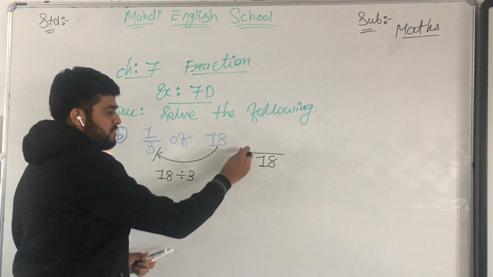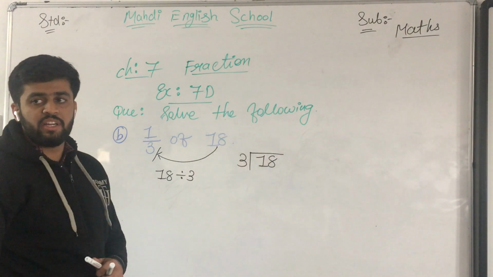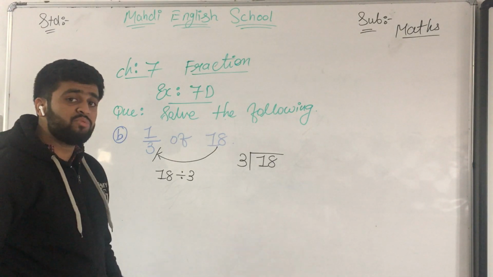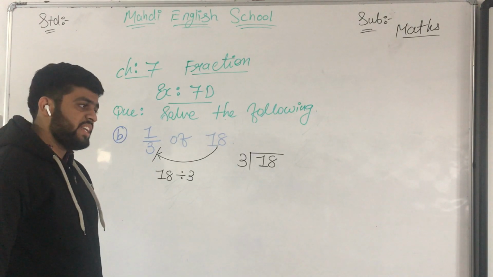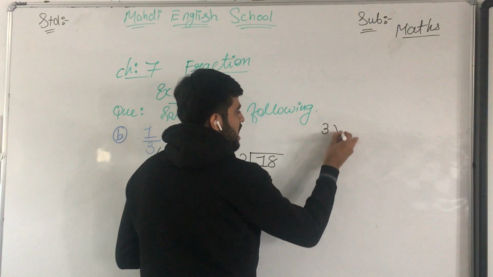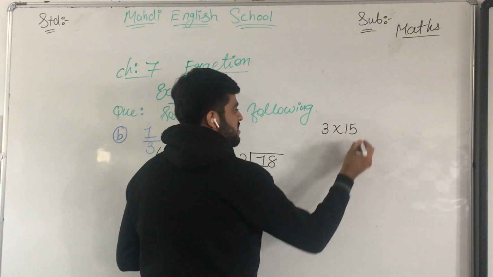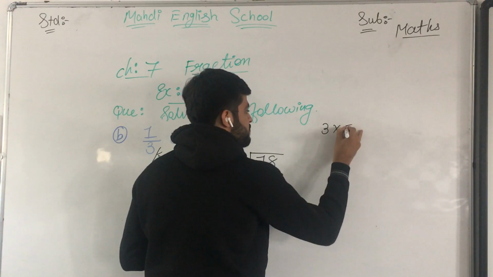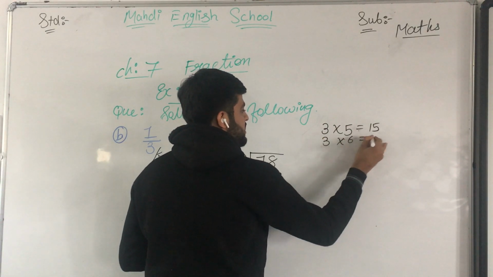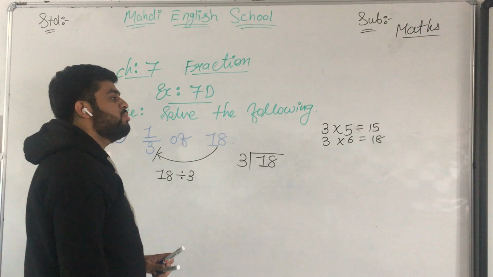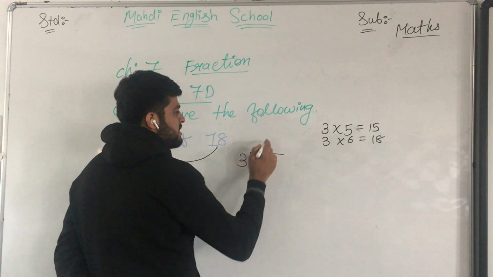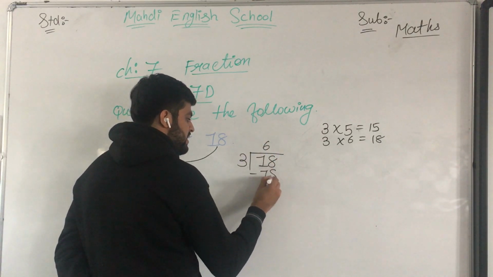In table number 3, will 18 come or not? Yes, definitely it will come. But where, my dear students? 3 sixes are 18. For your knowledge, I am giving you an example here. See, 3 fives are 15. Then 3 sixes are 18. Okay, my dear students, we do it like that. So here we write 3 sixes are 18.